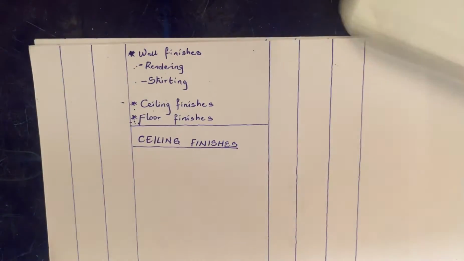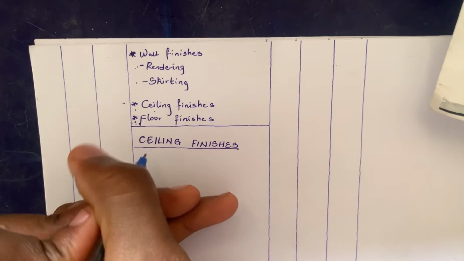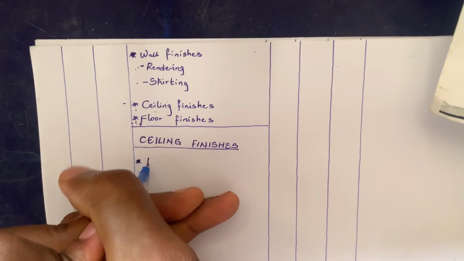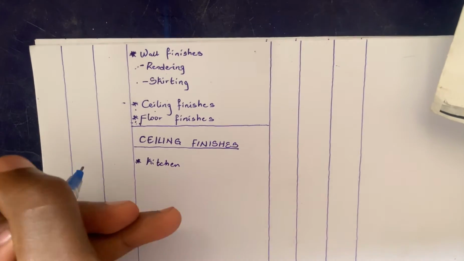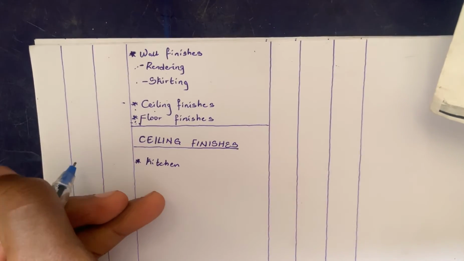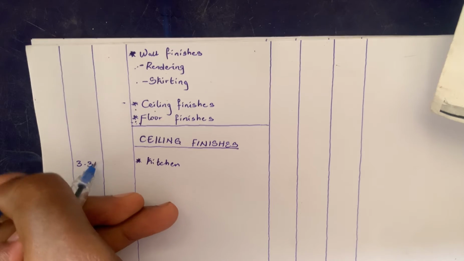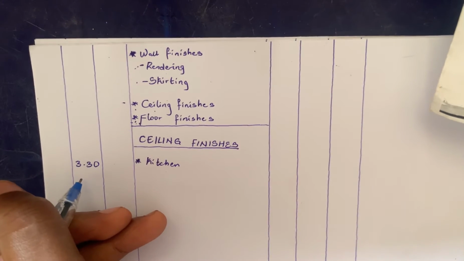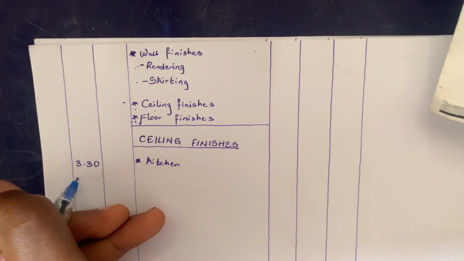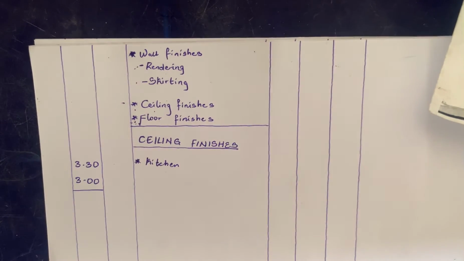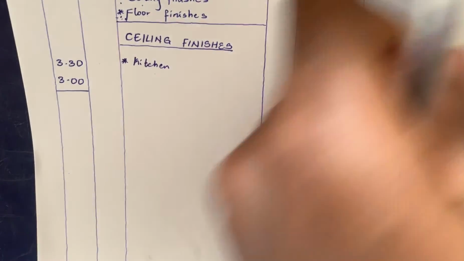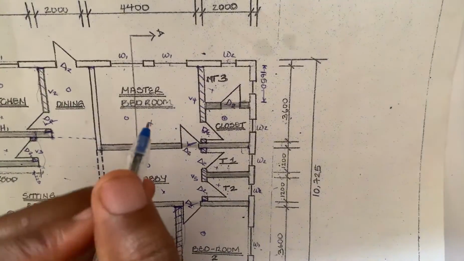So we'll start. Kitchen, and the length is 3,300. Convert it to meters. That's 3.30, and the width is 3,000. Convert it to meters. That's 3.00, and then we close. Doing this, you've booked for the kitchen. You move to the next one.